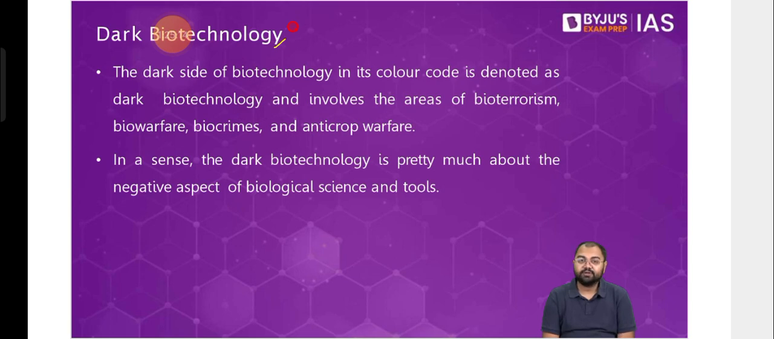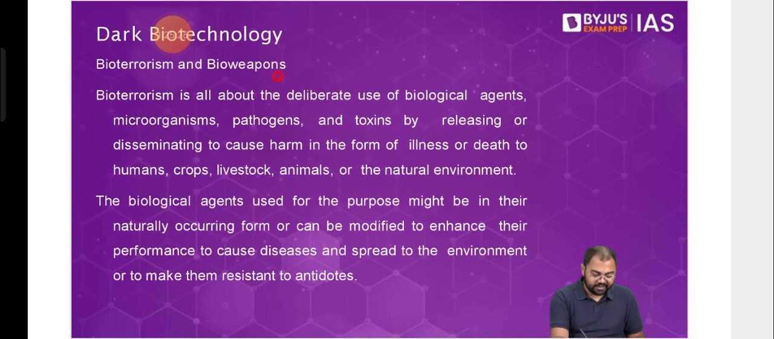Now when it comes to dark biotechnology, we are talking about the negative aspects of biotechnology, the areas where biotechnology can be misused. So whether it is about bioterrorism or biowarfare, biocrimes, or even anti-crop warfare, all these things will be counted as a part of dark biotechnology. So for example, creating bioweapons or the bioterrorism part. In case of bioterrorism, we can use biological resources to carry out an attack on humans, or, let's say, an attack on the crops.